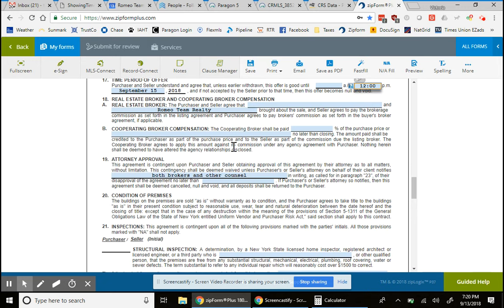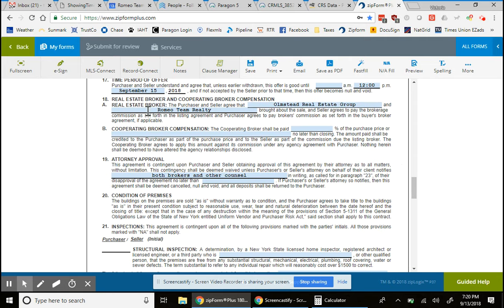Paragraph 18 is pretty important for us to be filling out because it explains how we get paid. Okay, in this particular instance, Romeo Team Realty is the buyer's agent and the listing agent. But let's pretend we are offering on a property that's not listed by our company, right? The first blank is always going to be the listing agent's company. So let's say it's coming from Olmsted Real Estate Group. Olmsted Real Estate Group and Romeo Team Realty.